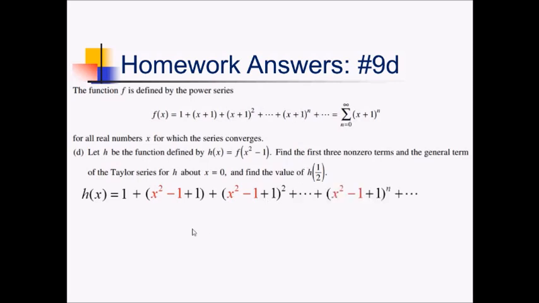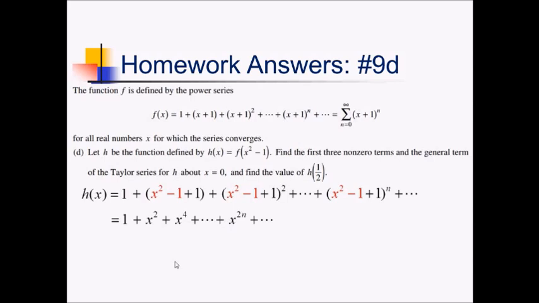I can simplify this a bit. This is going to be 1 plus x squared, because those 1's in there cancel out. This is going to be x squared squared, so x to the 4th. This is going to be x squared to the n, so this will be x to the 2n as our general term. And we've met this part of the problem: first three non-zero terms and the general term.